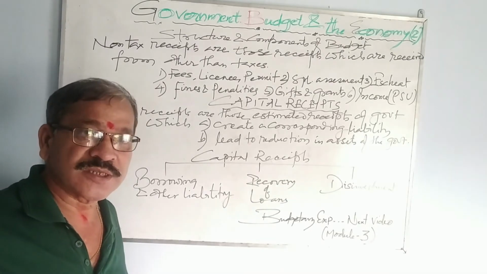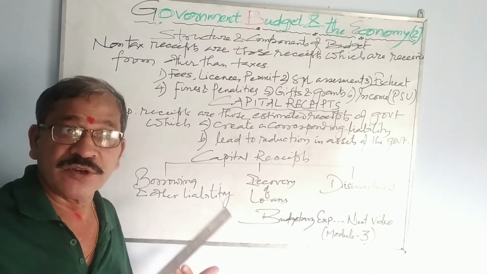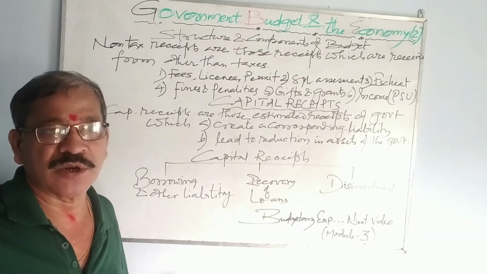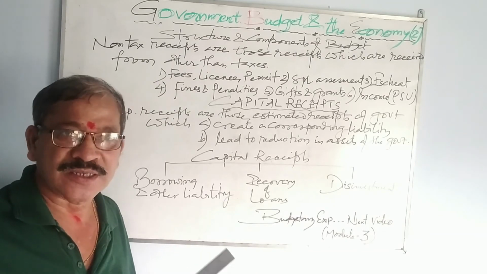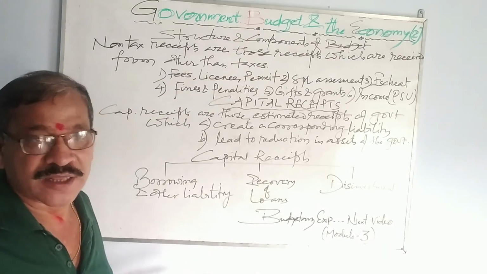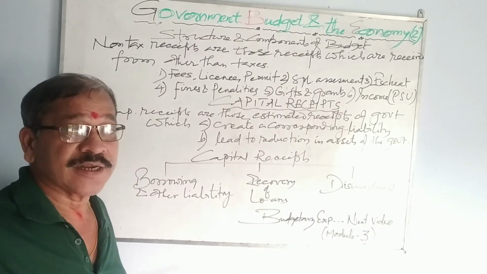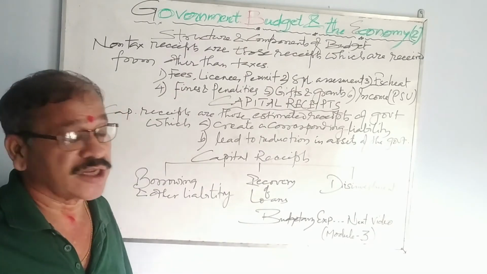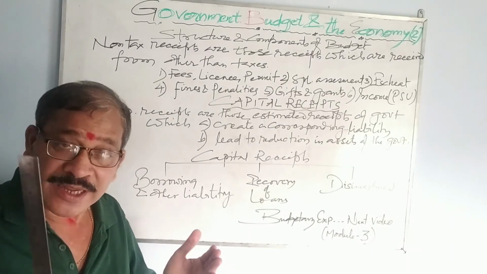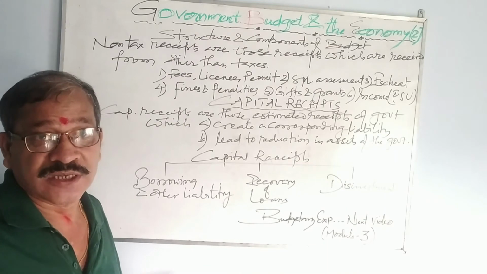Money comes to the treasury of the government. This is also considered as income of the government. But in revenue receipt, there was no problem in liability; it does not create or affect the assets of the government. But in capital receipt, it's not like that. It creates a corresponding liability and it also leads to reduction in assets of the government. The government asset will be lessened and liability also is created.